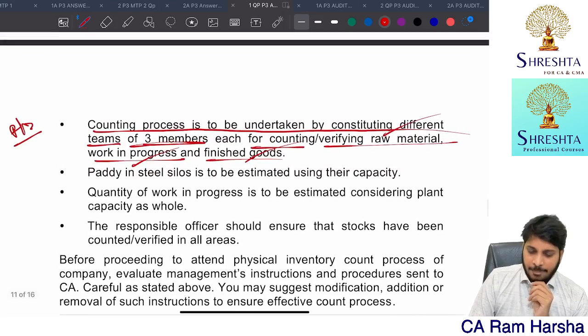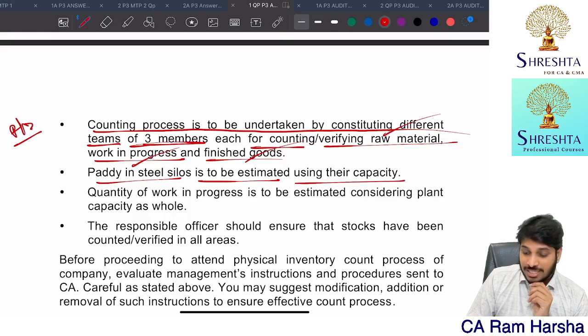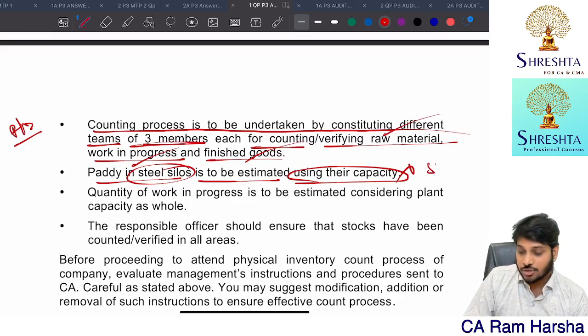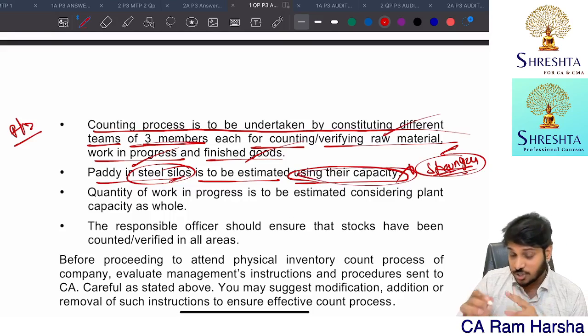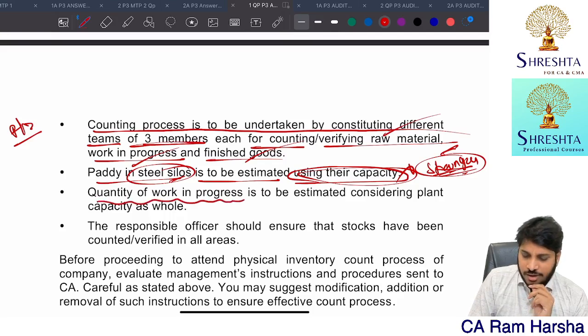We'll see. Paddy in steel silos is to be measured using their capacity. Based on the steel silo capacity, you have to measure. Wrong. It has the gauges. Strain gauges. This itself is scientific; it is actually a machine attached to the steel silo itself. So using these gauges, we can measure. You can't measure based on the silo capacity; you must use the strain gauge capacity. Fine. Quantity of work in progress is to be estimated considering plant capacity as a whole.